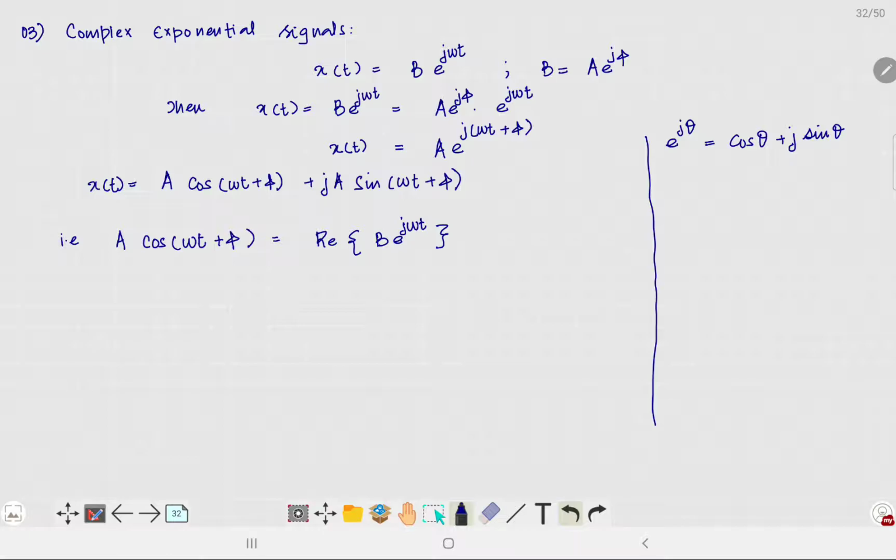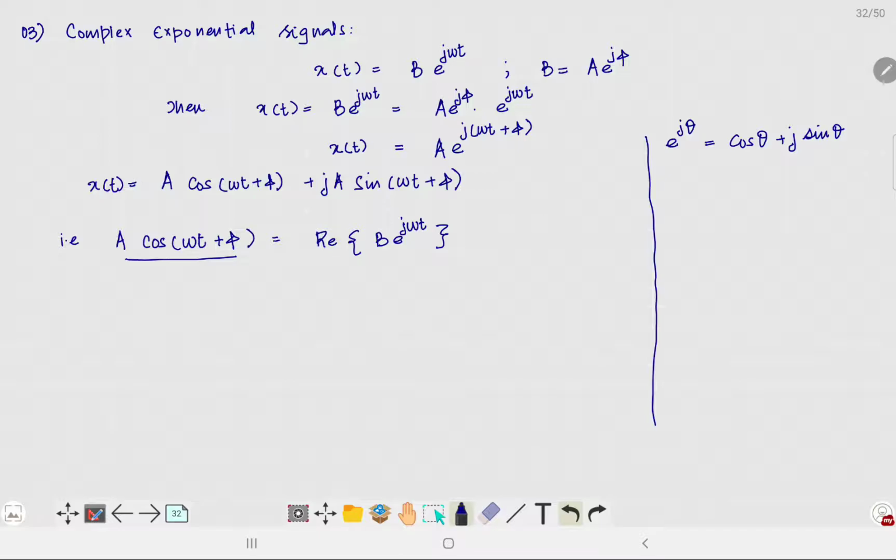Okay, so a complex exponential will have a real part and an imaginary part, and then you can express this in terms of cosine and sine components. Here, the real part of the complex exponential is represented in terms of the cosine.